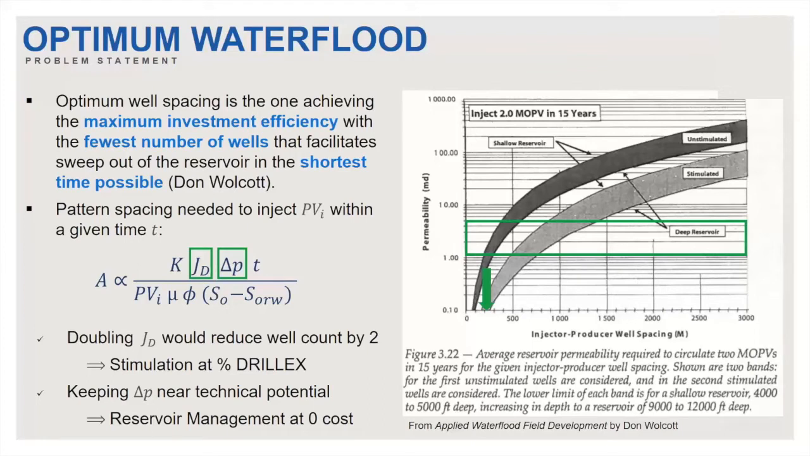However, simulation is required to refine this figure for horizontal wells, knowing that every 100 meter spacing is equivalent to 20% well count. So reducing your well spacing by 100 meters, or increasing your well spacing by 100 meters, would reduce your well count by 20%. So it's really important to get an accurate figure.